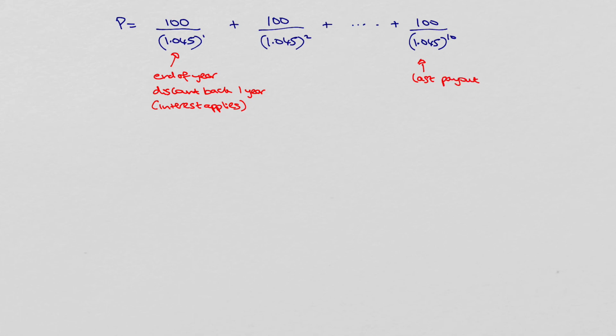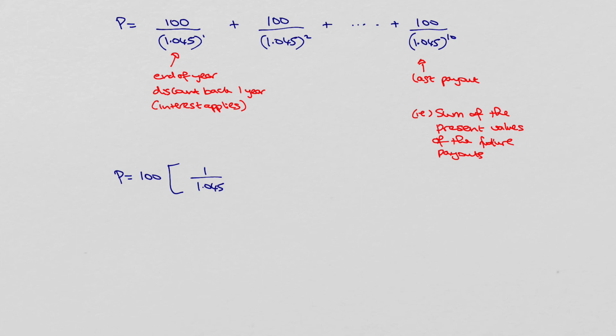Whereas with our savings, we wrote it in reverse. So in other words, we say it's the sum of the present values of the future payouts. So again, like in our savings, I'm going to take out 100 as being common. You don't have to, but I think it just simplifies things a little bit, so we can see our geometric series clearly.